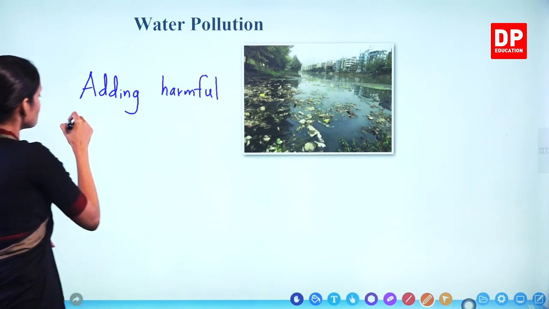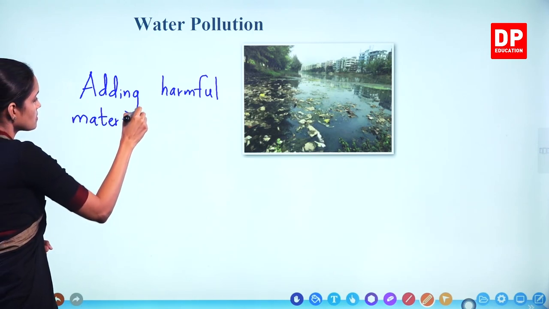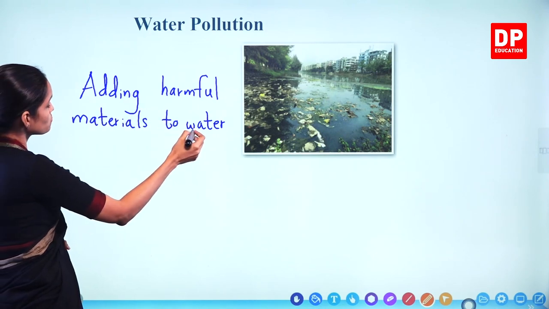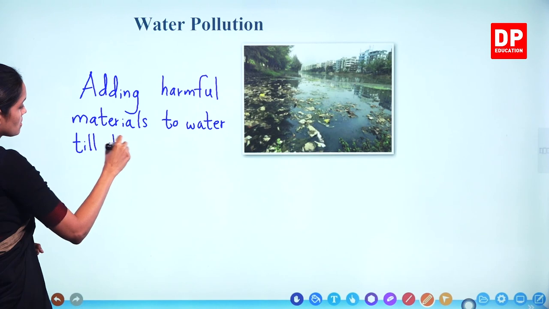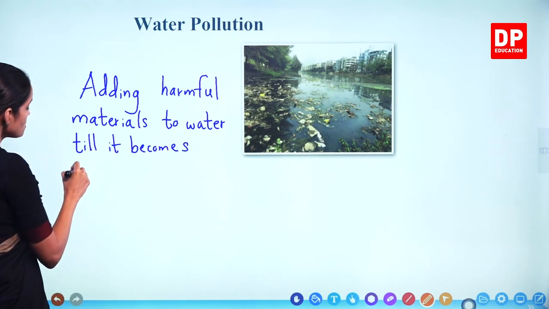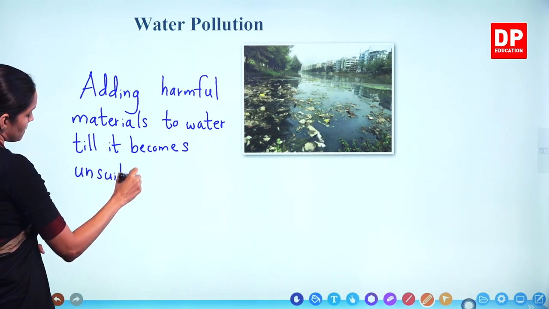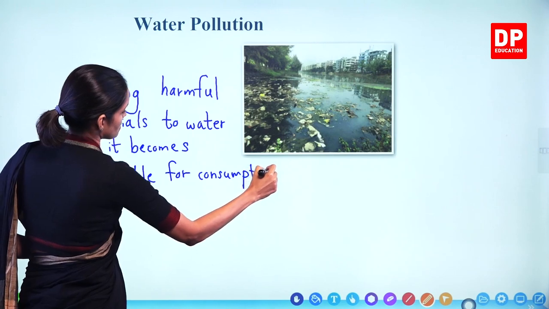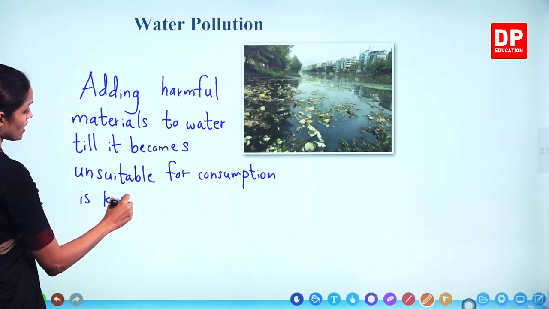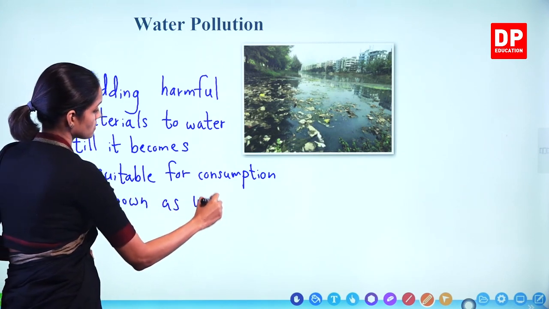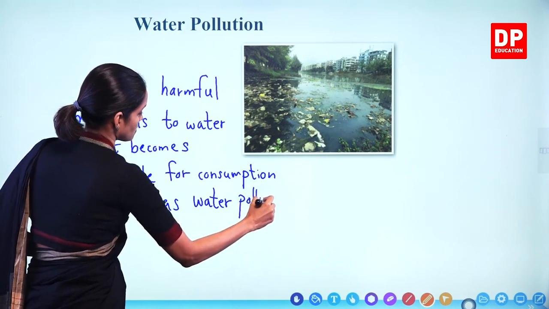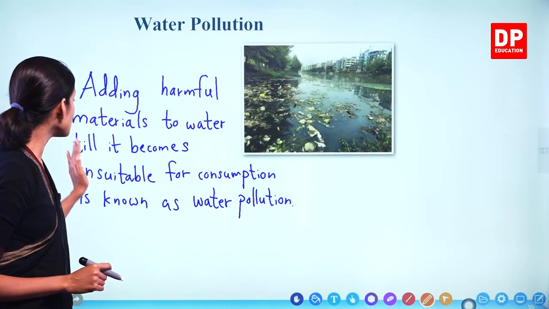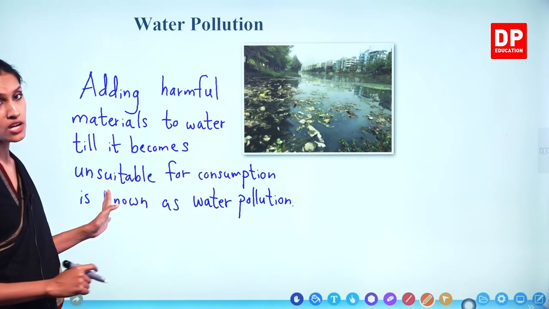Adding harmful materials to water, waste material also correct. Adding harmful materials to water till it becomes unsuitable for consumption is known as water pollution. Understand? Adding harmful materials to water till it becomes unsuitable for consumption is known as water pollution.